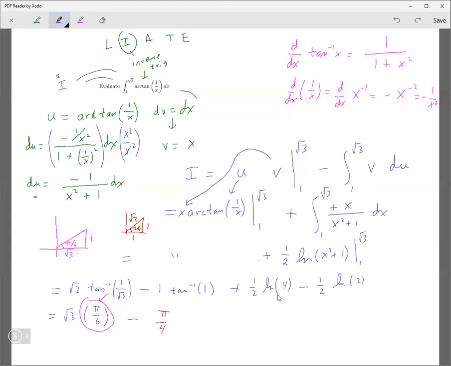And then right here, what do we have here? You can simplify this a little bit if you want. 4 is 2 squared. And this 2 will come down. This 2 comes down, so that cancels. So you have log 2 minus half log 2, which is going to be half log 2. Okay, so in the end, the final answer is going to be root 3 pi over 6 minus pi over 4 plus 1/2 log 2.